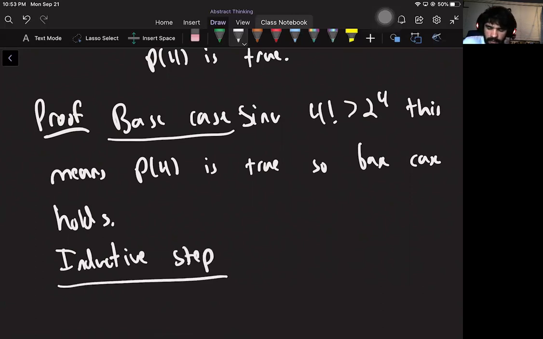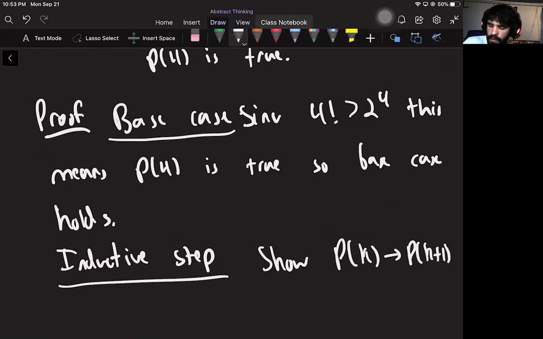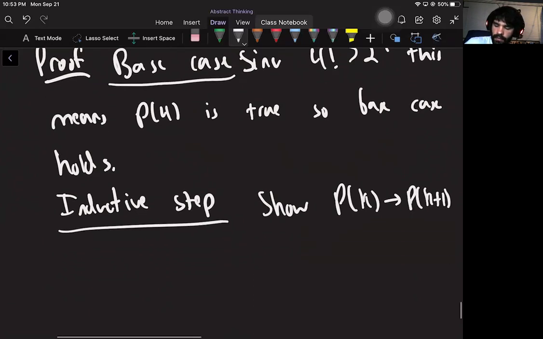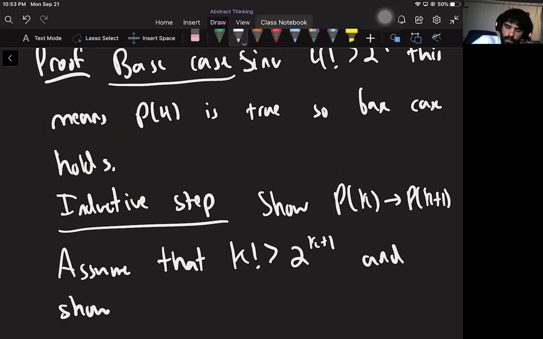Again, you don't have to write this part, but I just keep writing it to emphasize that we're doing it. We're showing that P of K implies P of K plus 1. But you can just jump into exactly what that means, which is I need to assume that K factorial is bigger than 2 to the K. And then I got to show as a result that the statement holds for the next number, and the next number is K plus 1.